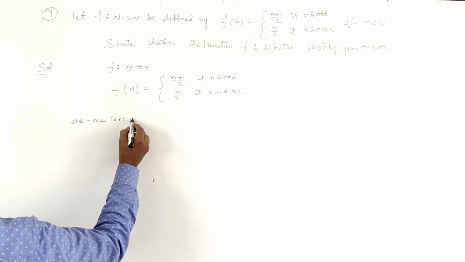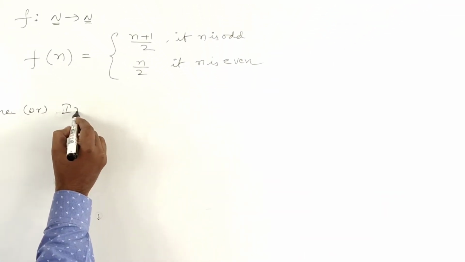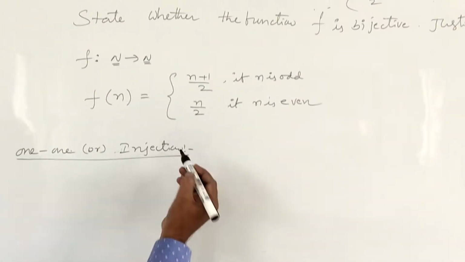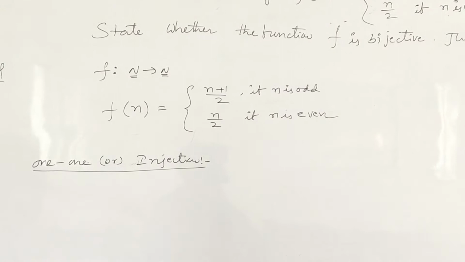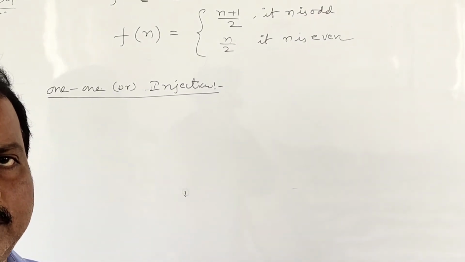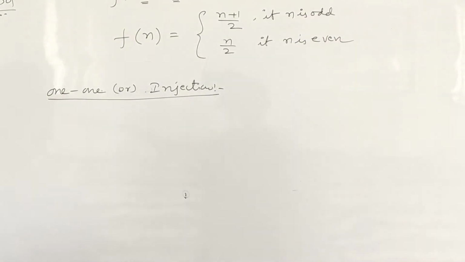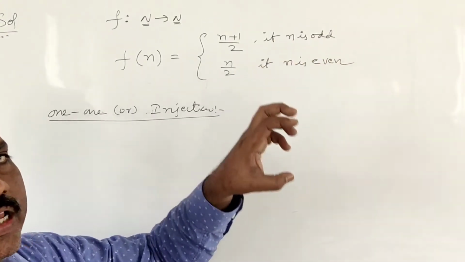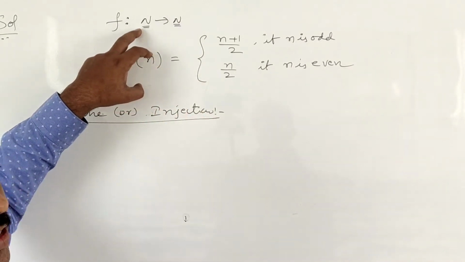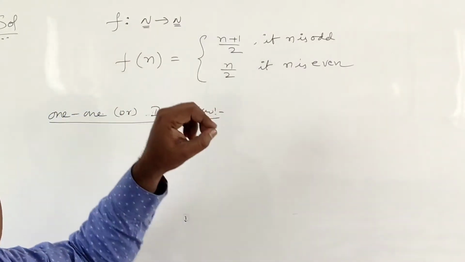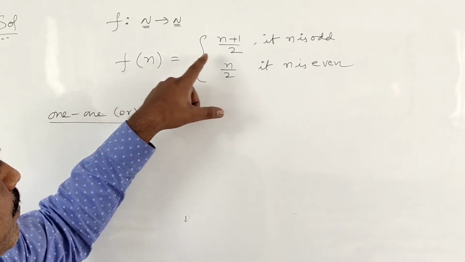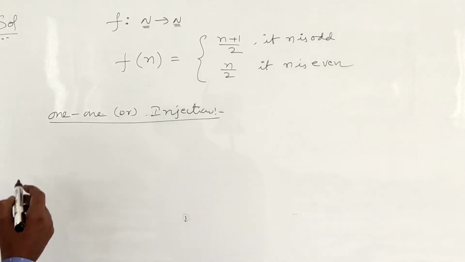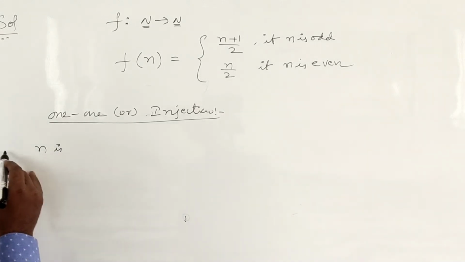Check it as one-one, or injection. What is one-one? Different inputs, different outputs. For example, students, substitute odd natural numbers. The input is natural numbers, because the domain is the input, that is only the small n value. So if you put the small n value here, odd numbers, what output will you get? Check it. Suppose n is odd.